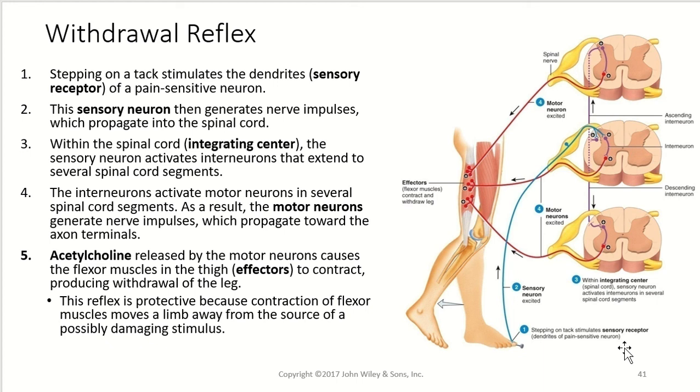And as a result, those motor neurons are going to generate a nerve impulse, or multiple nerve impulses, which can then propagate towards those axon terminals. Once that happens, acetylcholine is then released by the motor neurons, causing the flexor muscles in the thigh, in this case, which is the effector, to contract and withdraw the leg from that painful stimulus.